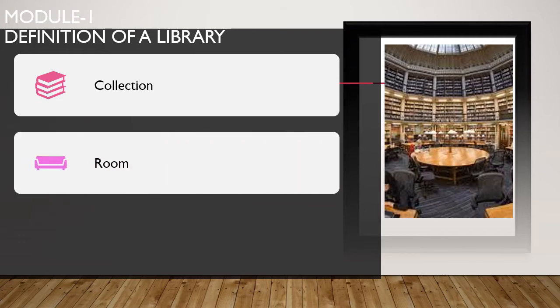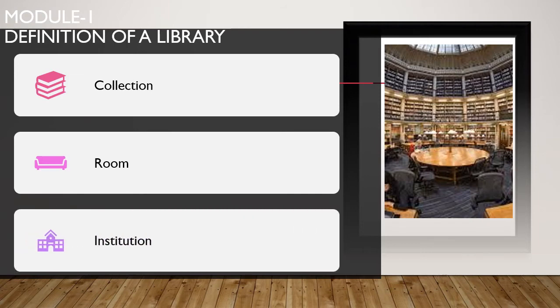A room in a private home for such a collection. If you have got 50 to 100 books in a home, then it is called a private home library. An institution or foundation maintaining such a collection, that is a college library, a university library, or a school library, or a library maintained for a specific purpose. For example, the Lyco library in Madurai is maintained for ophthalmology. So such special libraries also have their own collection.